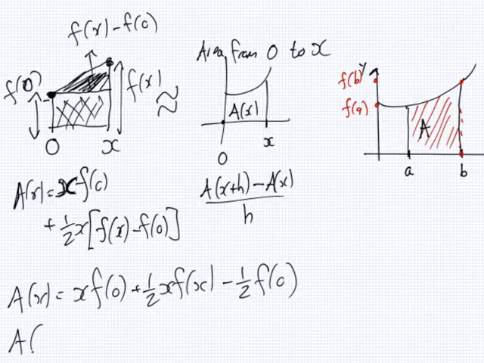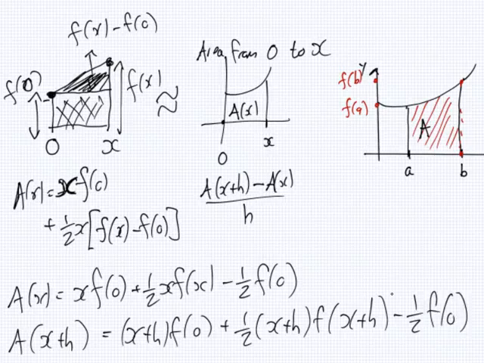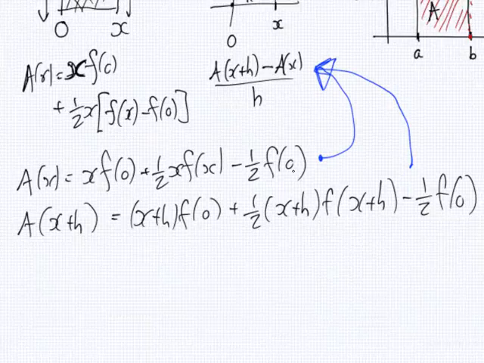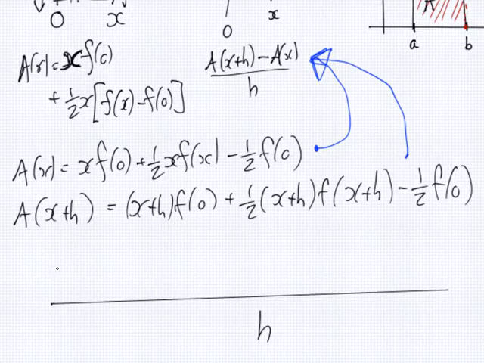So what would a of x plus h be then, if I just replace the x with x plus h? That would be x plus h times f of 0 plus a half x plus h times f of x plus h minus a half x plus h times f of 0. What I do now is I take these two and put them back into this. Yes, I know it's going to look ugly. Right, so on the top is a big fraction, on the bottom is just h. So on the top is all of this minus all of this.